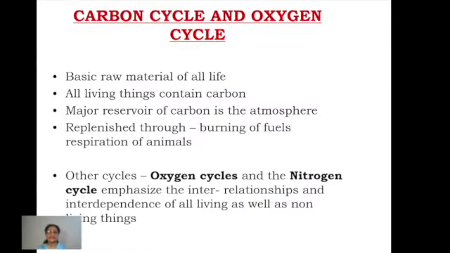Okay, now next is the carbon cycle and oxygen cycle, right? Basically, you will find that the basic raw material of all life is carbon, oxygen, and nitrogen, right? All living things contain carbon. The major reservoir of carbon is basically the atmosphere, and it is replenished through burning of fuels, respiration of animals and all. It is coming back to the atmosphere. The other cycles we need to discuss are the oxygen cycle and the nitrogen cycle. These all emphasize the interrelationship and interdependence of all living as well as non-living things on the earth.